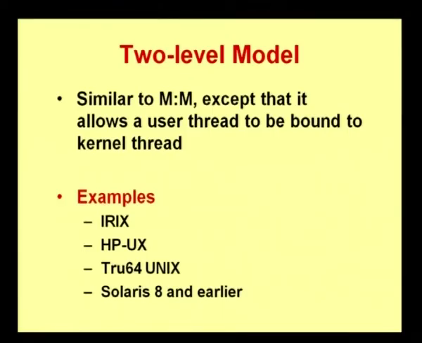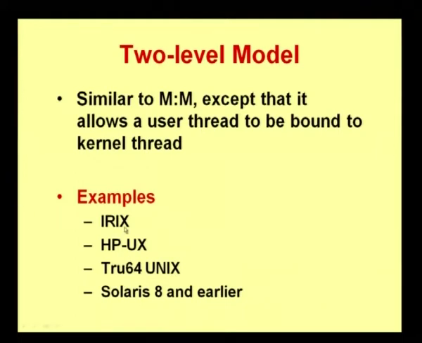Here in the two-level model, this user thread is bound to the kernel thread. So what is the advantage of having a binding with respect to a kernel thread? You can have a faster execution. Okay, what are the operating systems that use this kind of two-level threads?